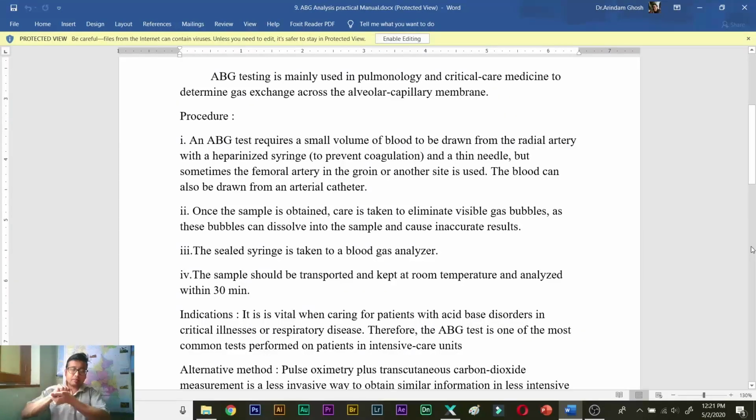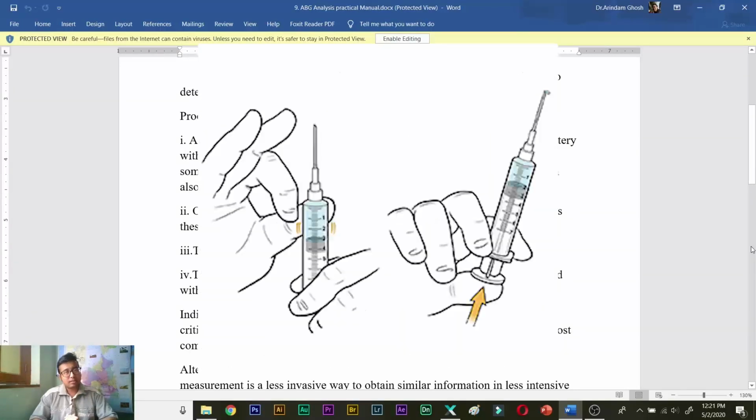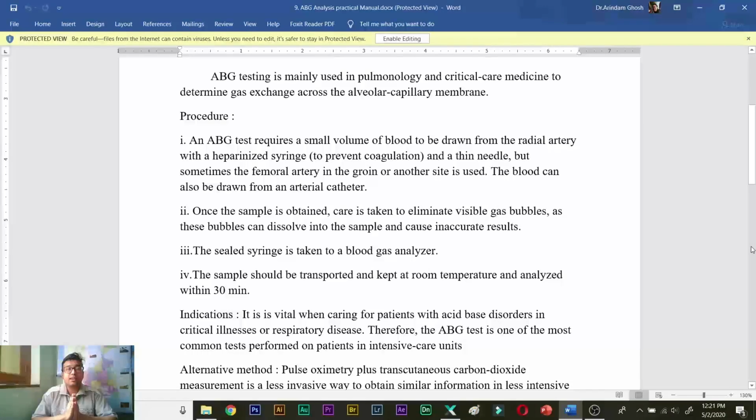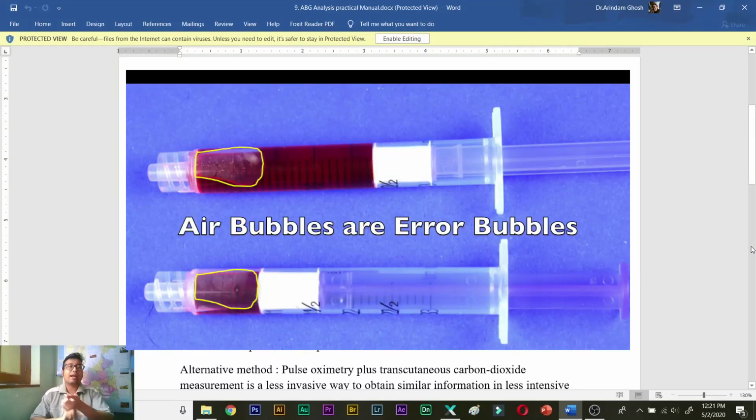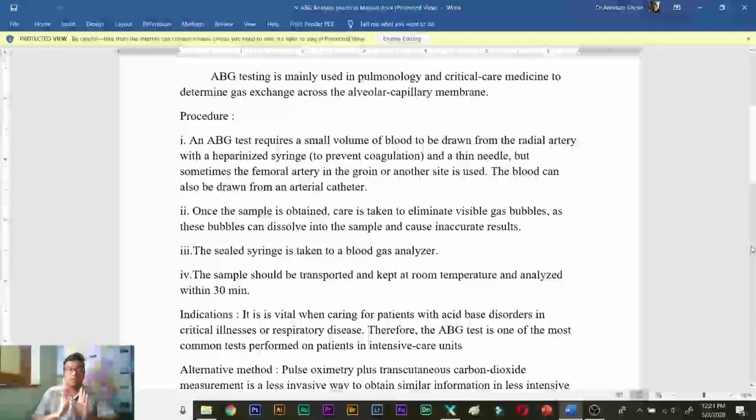Number two, care must be taken after the arterial blood is drawn so that there is no air bubble left in the syringe. Why? Ask yourself, we are trying to analyze the arterial blood gas, that is what amount of oxygen as well as carbon dioxide is dissolved in our blood. If there is some amount of bubble remaining in the syringe, that air will simply mess up the data of our actual arterial blood gas picture. So care must be taken that there is no air bubble in the syringe.